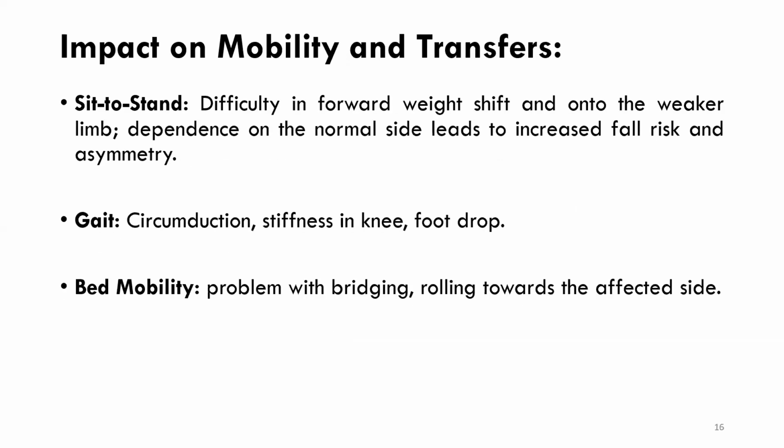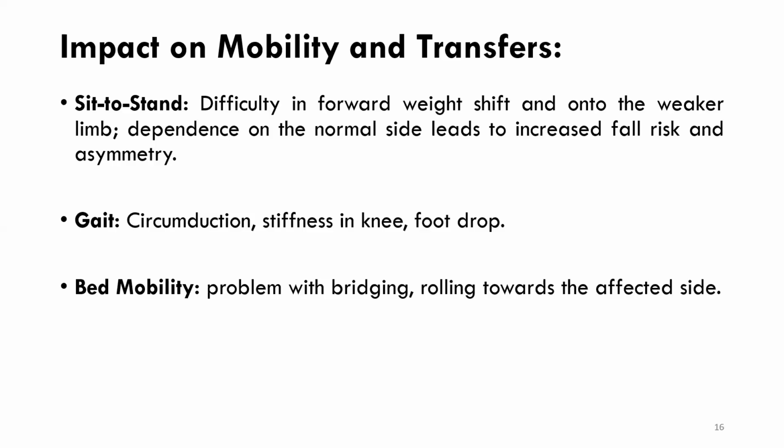So impact on mobility and transfer still continues. We have the issue of assist to stand. Basically, in most of these cases, they tend to have affectation. They cannot bear weight, especially on the weaker extremity. So they tend to put much more weight on the normal side, and this increases the fall risk. And then you see the stroke survivors walking with an asymmetrical form of gait.